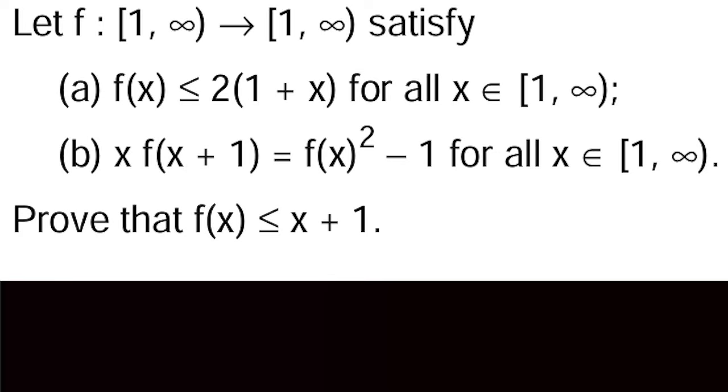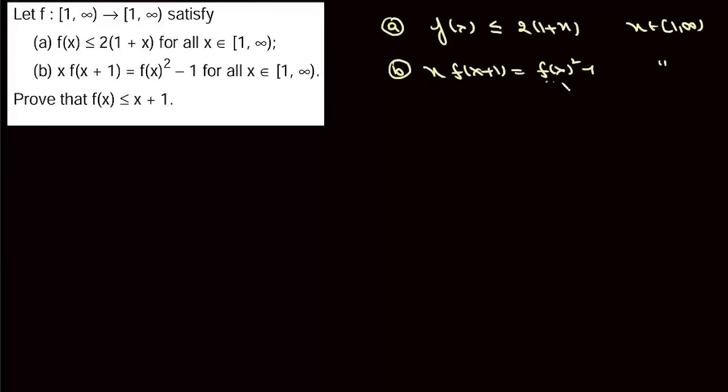And the second condition is x f(x+1) = f(x)² − 1 for all x belonging to [1, ∞). Now we need to prove that f(x) ≤ x + 1. Now from this condition B we can write f(x)² = x f(x+1) + 1.